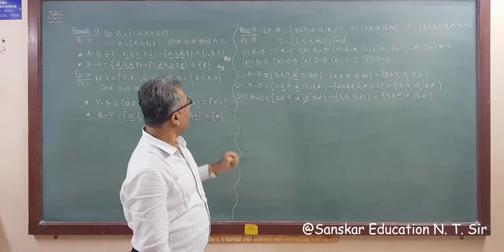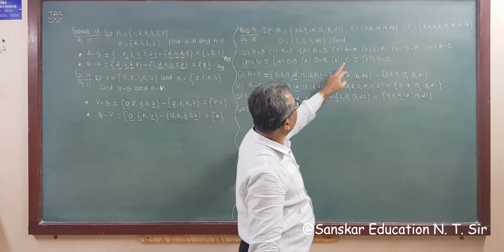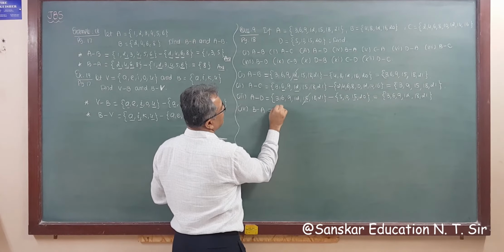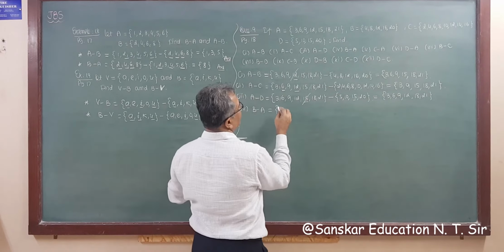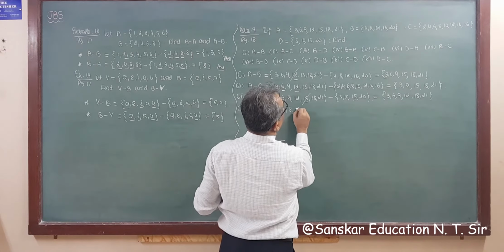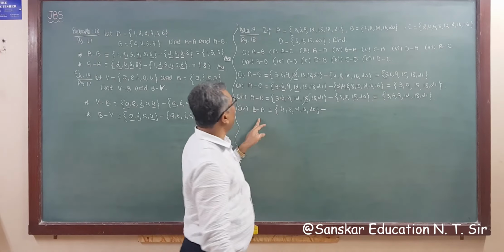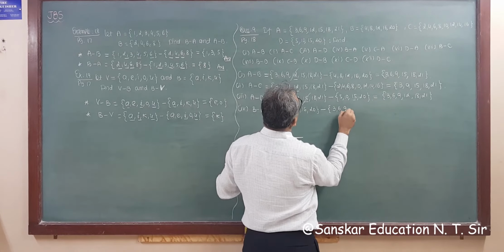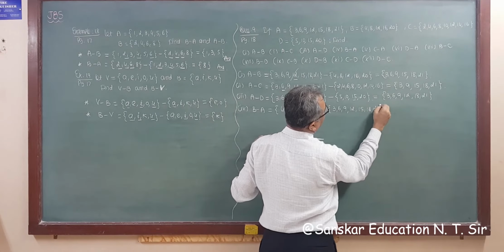Then the fourth one is B minus A. Set B is 4, 8, 12, 16, 20, minus A. A is 3, 6, 9, 12, 15, 18, 21.